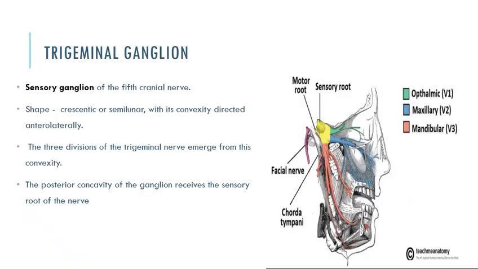Now the trigeminal ganglion is the sensory ganglion of the fifth cranial nerve. Its shape is crescentic or semilunar with its convexity directed anterolaterally. The three divisions of the trigeminal nerve emerge from this convexity. Here we can see ophthalmic, maxillary and mandibular. The posterior concavity of the ganglion receives the sensory root of the nerve. Here we can see it.